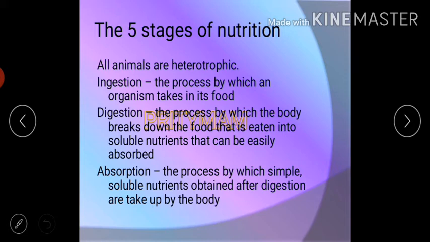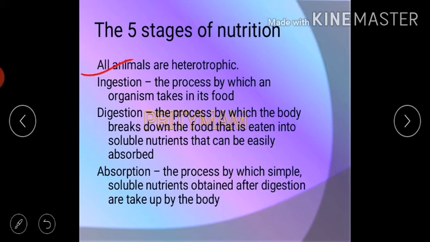And different organisms take in food in different ways. Some of them make their own food, which are called autotrophs. And others do not make their own food. They depend on others for food. They are called heterotrophs. So, what are heterotrophs? Organisms which do not prepare their own food. They depend on other animals for food.